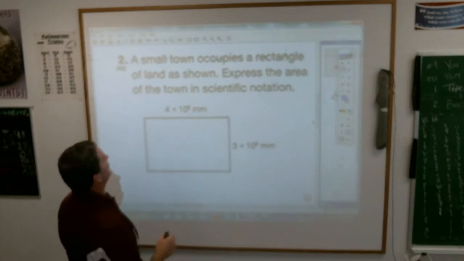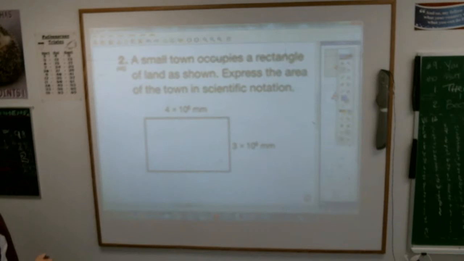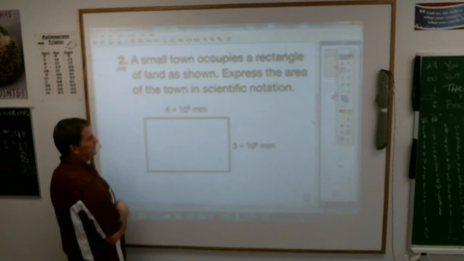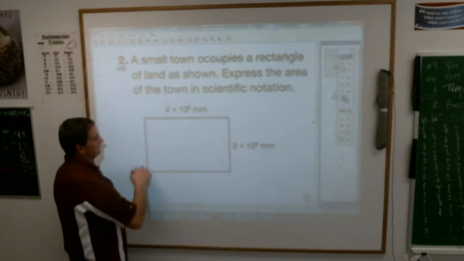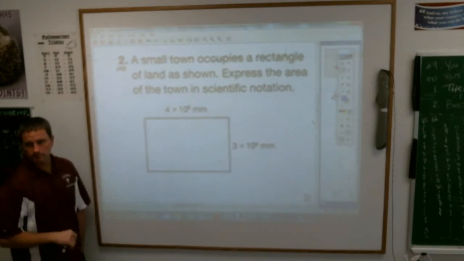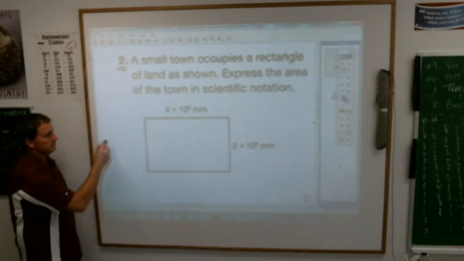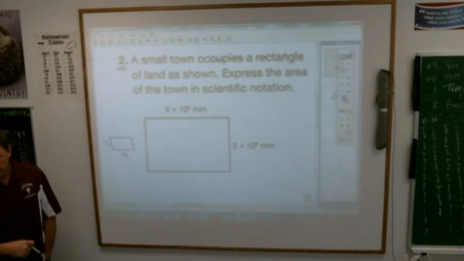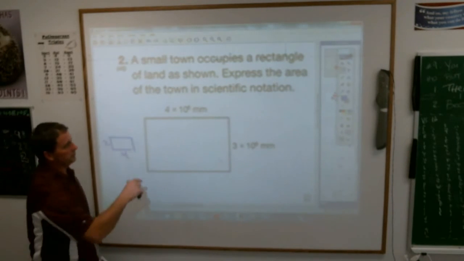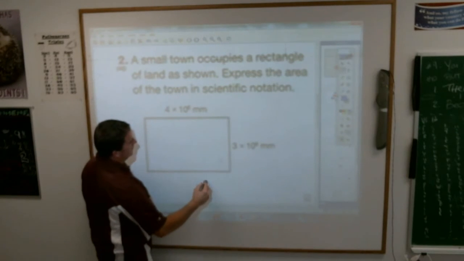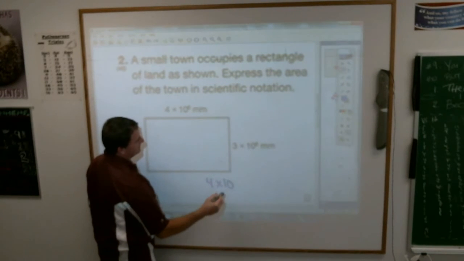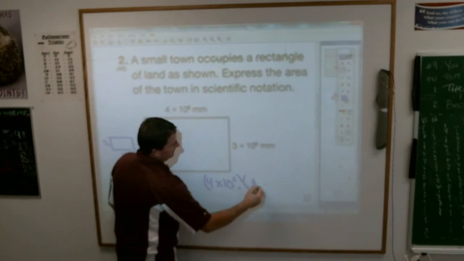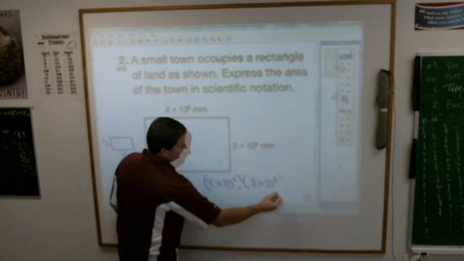A small town occupies a rectangle of land as shown. Express the area of the town in scientific notation. How do you find the area, Alyssa? You've got a rectangle. What's the area of a rectangle? Alyssa, if this rectangle is 2 by 4, how do you find its area? Multiply. So you're just going to multiply this times this. What is that? 4 times 10 to the what? 6. You're multiplying that by 3 times 10 to the 6.